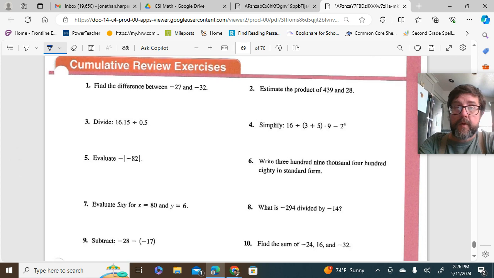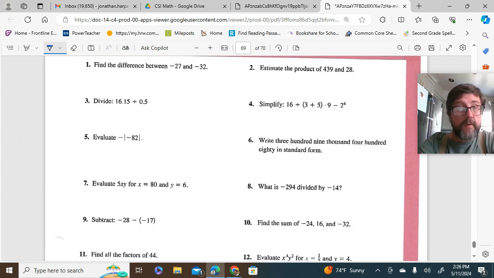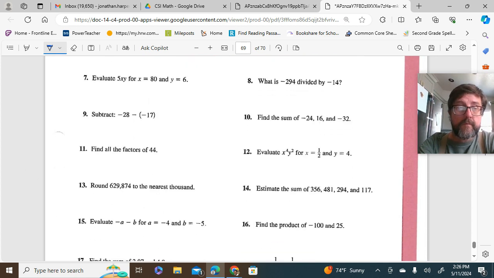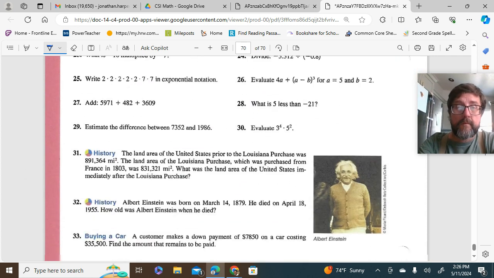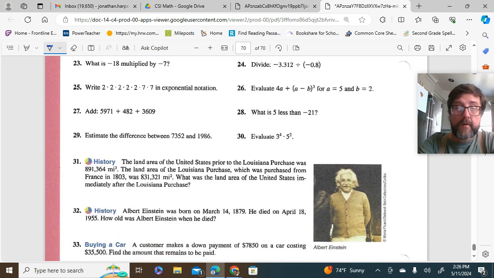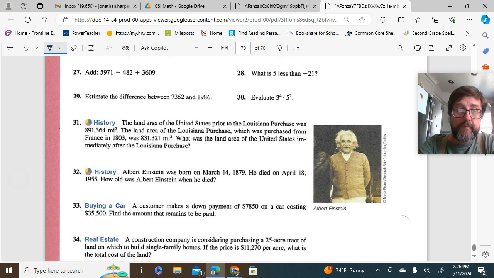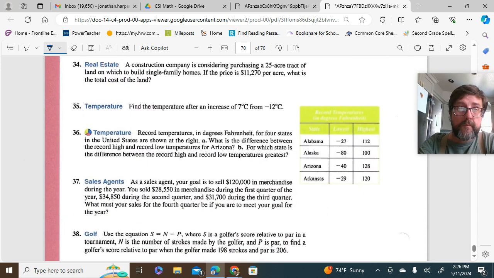Cumulative review exercises. Pause it and do the exercises.